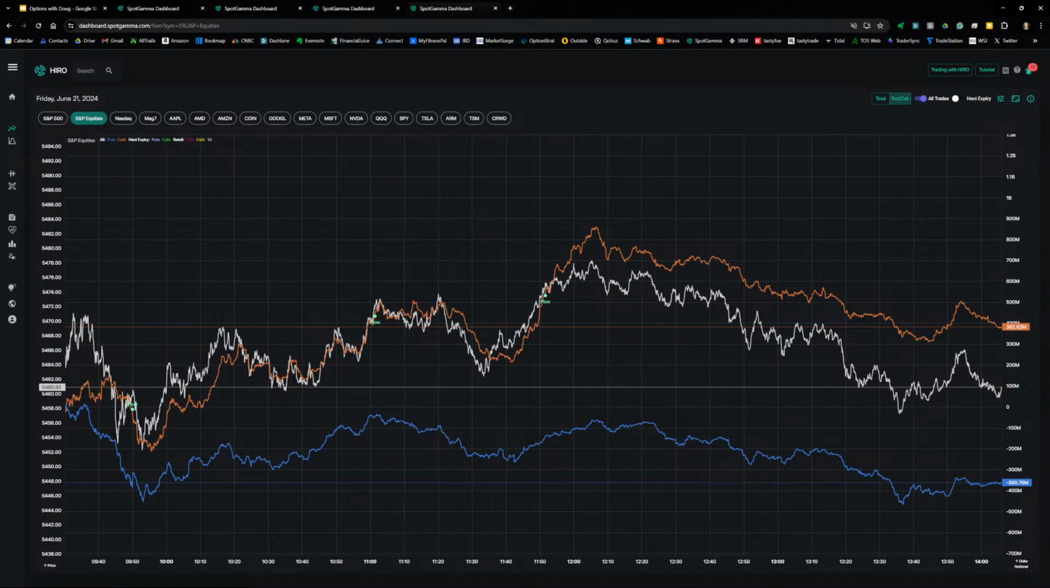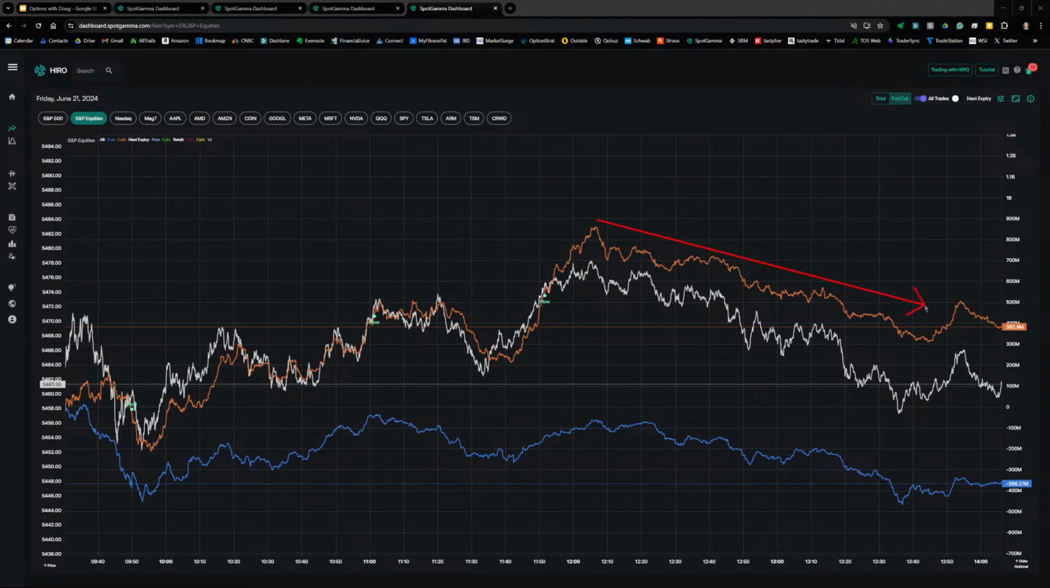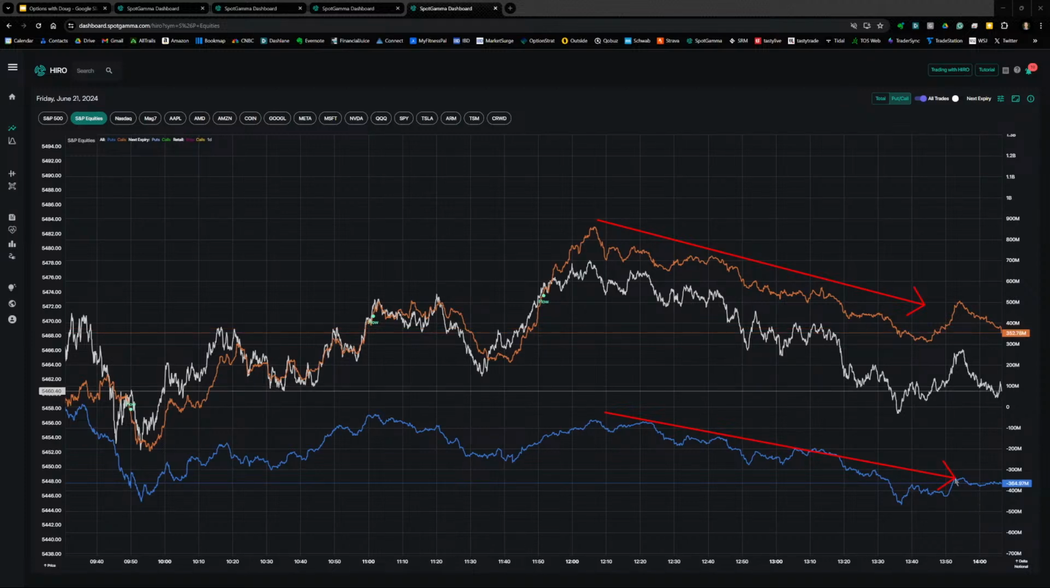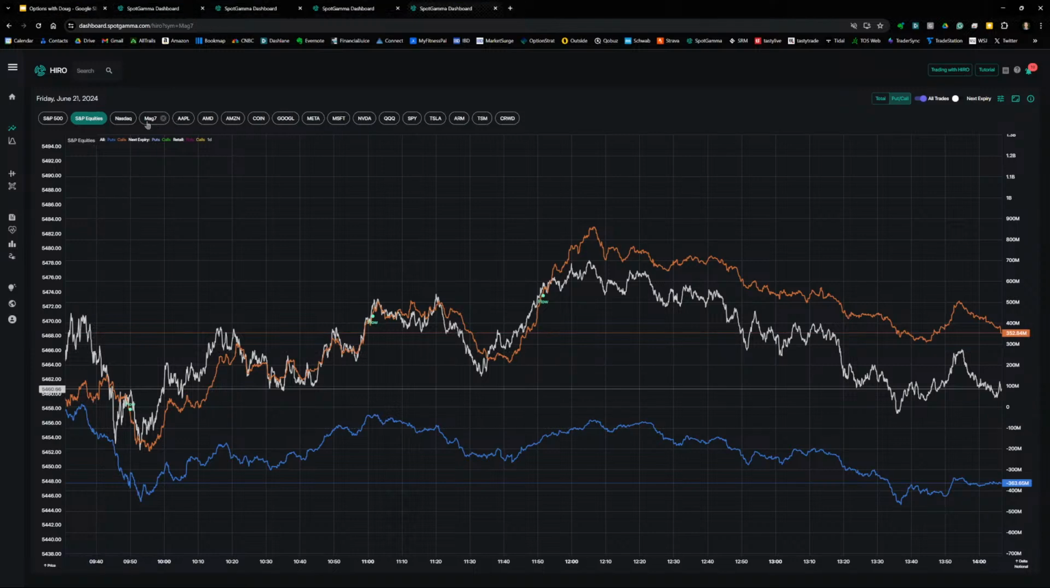So starting 12:06, traders started selling calls, resumed buying puts. That's shown by the falling blue line. Orange line, blue line moving in the same direction, and that is a very powerful directional indicator. When both lines move in the same direction, it's very likely that the underlying will move in the same direction as well. So again, right now in the S&P equities, traders are net selling calls and buying puts, price moving lower.